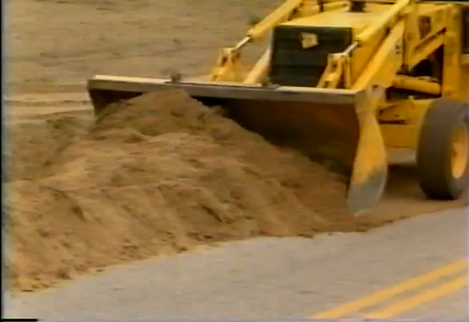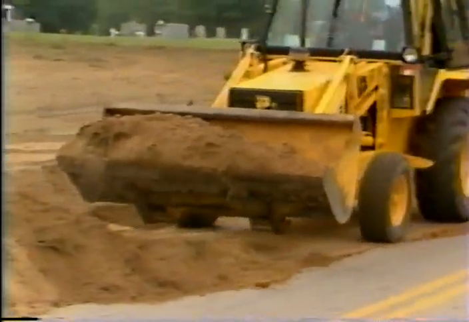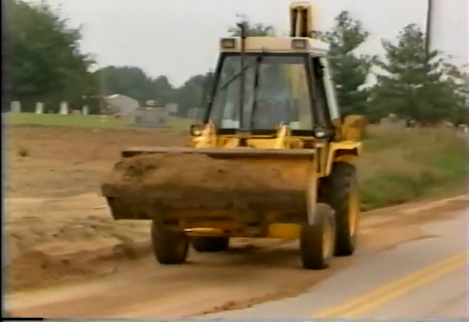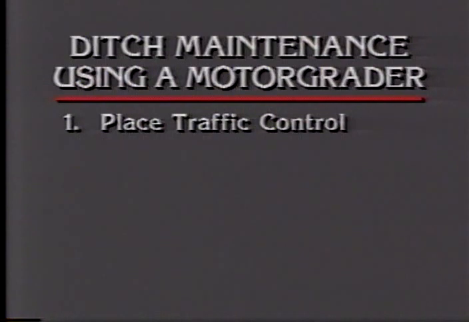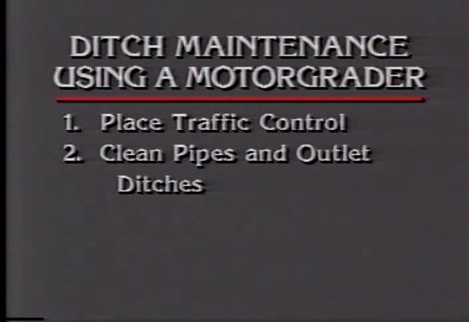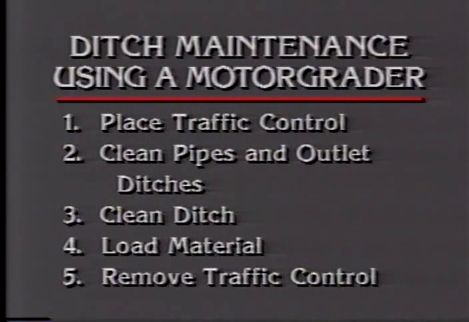In addition to the motor grader, a loader is needed to load the material removed from the ditches into dump trucks. This could be either a front-end loader or a belt loader. The steps to be followed in this operation are: number 1, place proper traffic control. Number 2, clean inlet and outlet pipes and outlet ditches. Number 3, clean out ditch with motor grader. Number 4, load material into trucks for proper disposal. Number 5, remove traffic control.